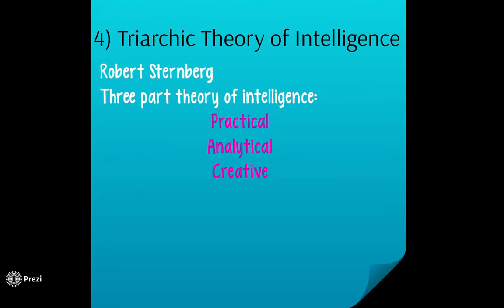And then the last theory is going to be the triarchic theory of intelligence, which is by Robert Sternberg, and there are 3 parts to this intelligence. And so when we talk about it, it's going to be practical, analytical, and creative. So practical is going to use information to get along in life and become successful. Analytical is going to break down the problems for analysis, and creative is going to deal with new and different concepts and generate novel ideas of thinking.